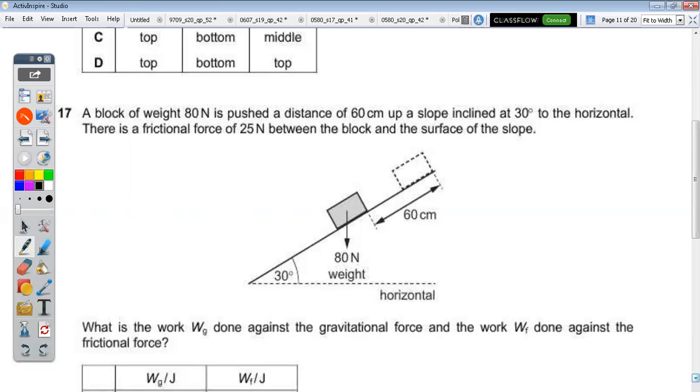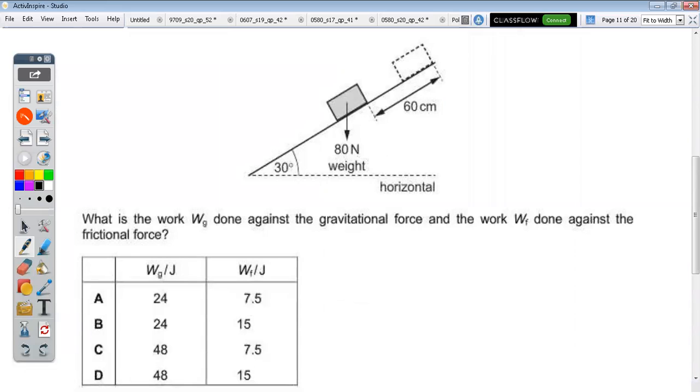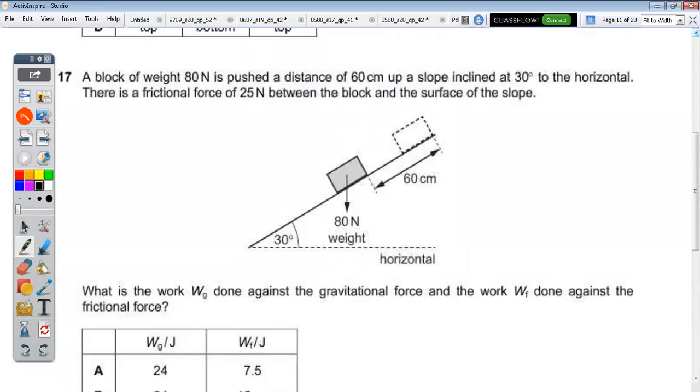The work done against the gravitational force. Work done against. See the same things that I was talking about. So calculate it, and see what answers you get.